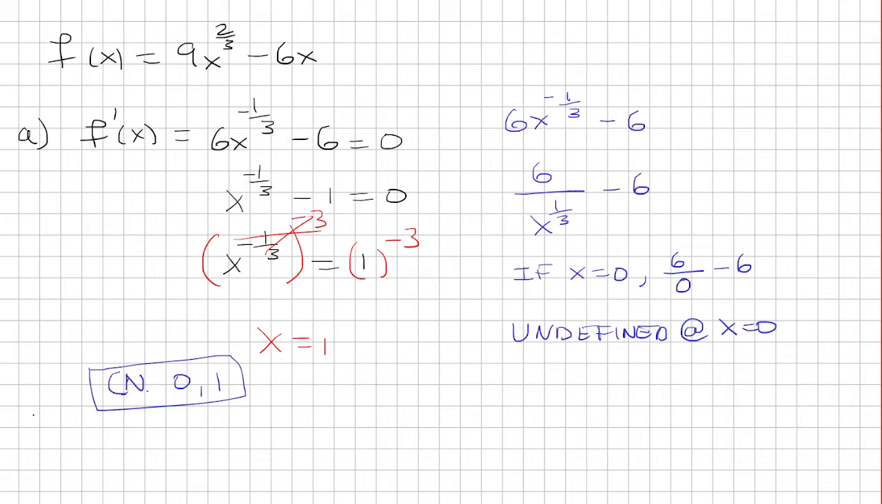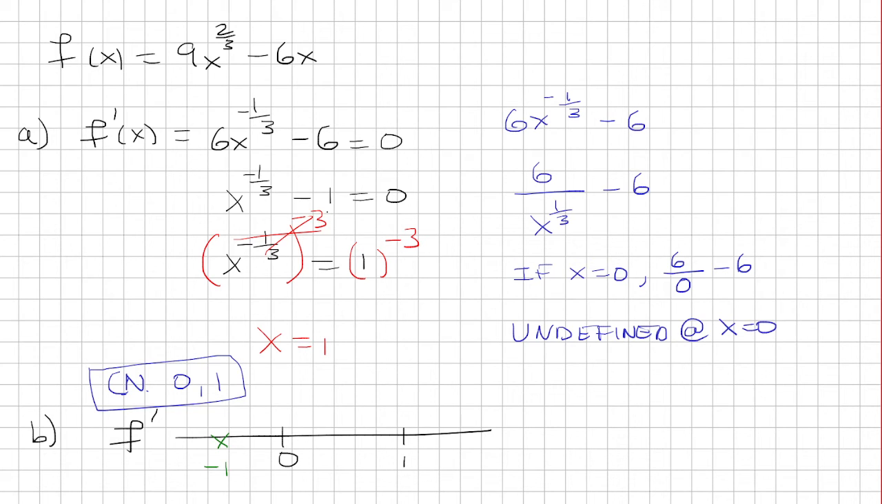Now let's look at part B. On which interval is f increasing? So that means the derivative has to be positive. So let's look at the number line. We have 0 and 1 as our critical numbers. So now let's just find values to the left and the right. The left of 0, let's say negative 1.